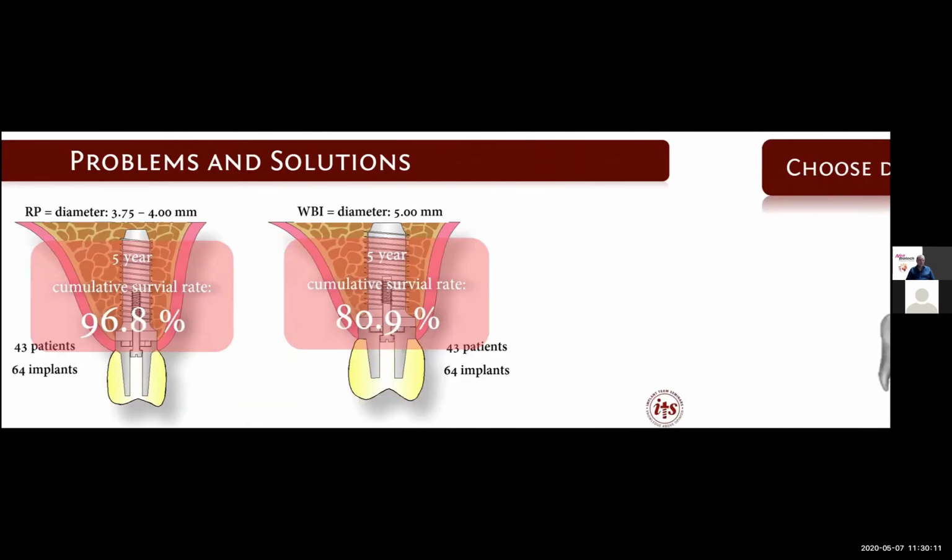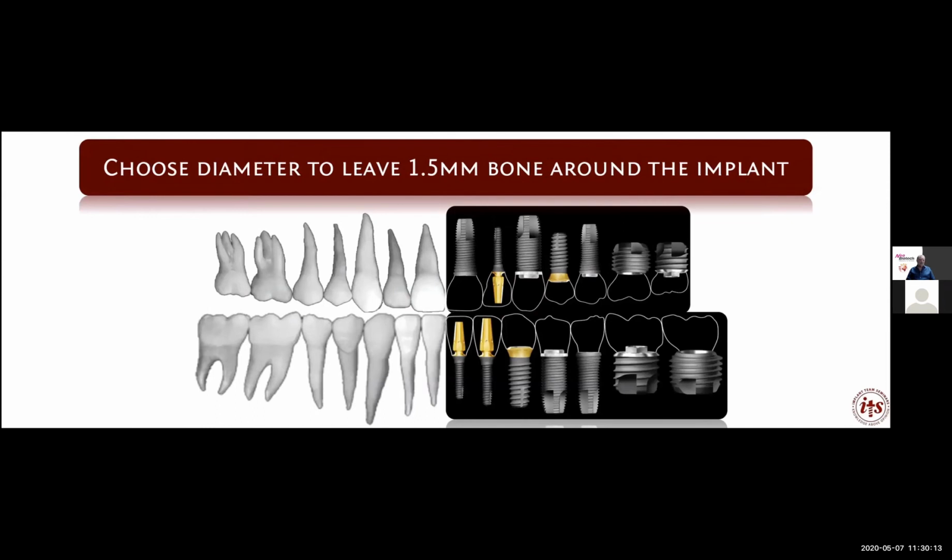So when you're picking an implant, no matter what system you're using, it is most important that you at least have a millimeter and a half of bone around the implant. And we can certainly determine this on preoperative CT scans.